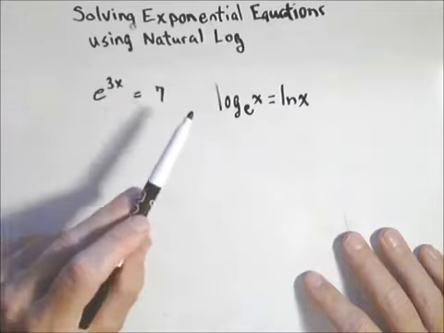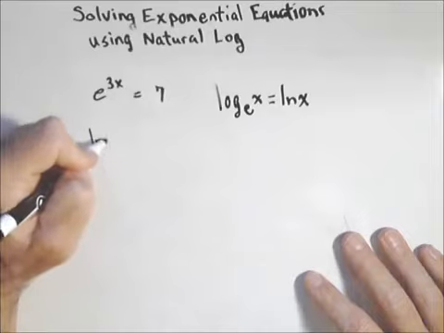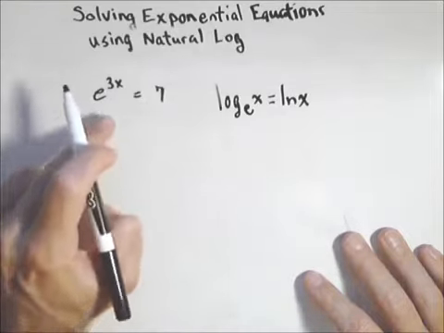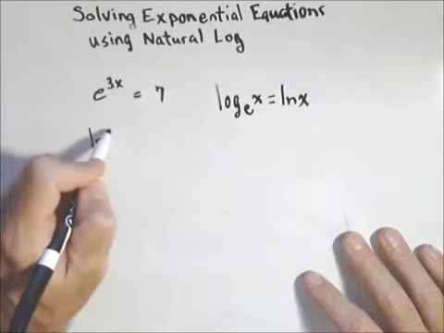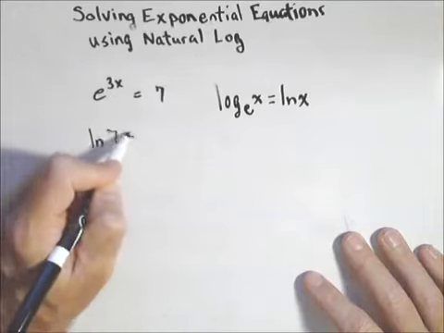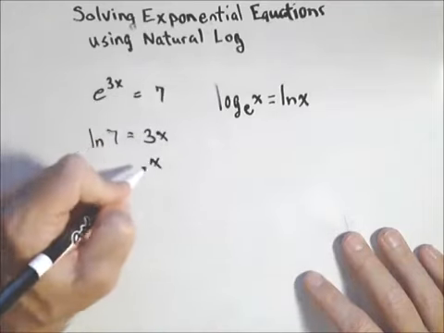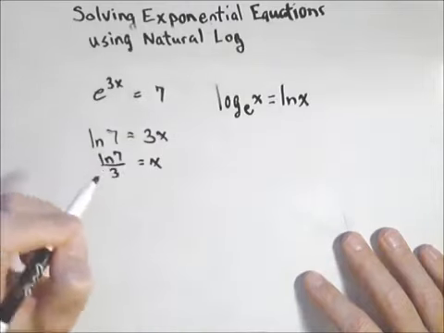We could rewrite it as a log. So the base is e, so that automatically makes it an ln. We're taking natural log of 7, and that's going to give us our exponent, which is 3x. Last step, divide both sides by 3, we get x equals ln of 7 over 3.